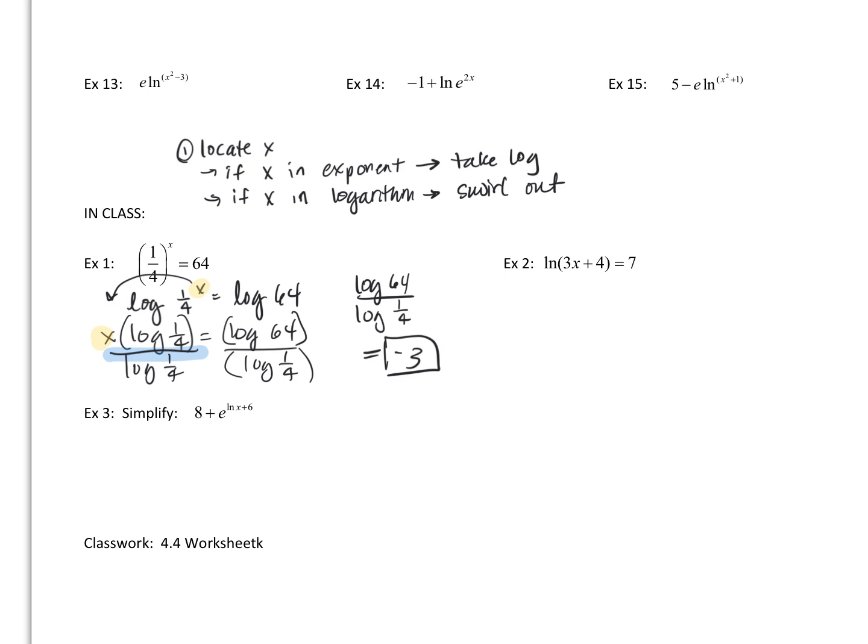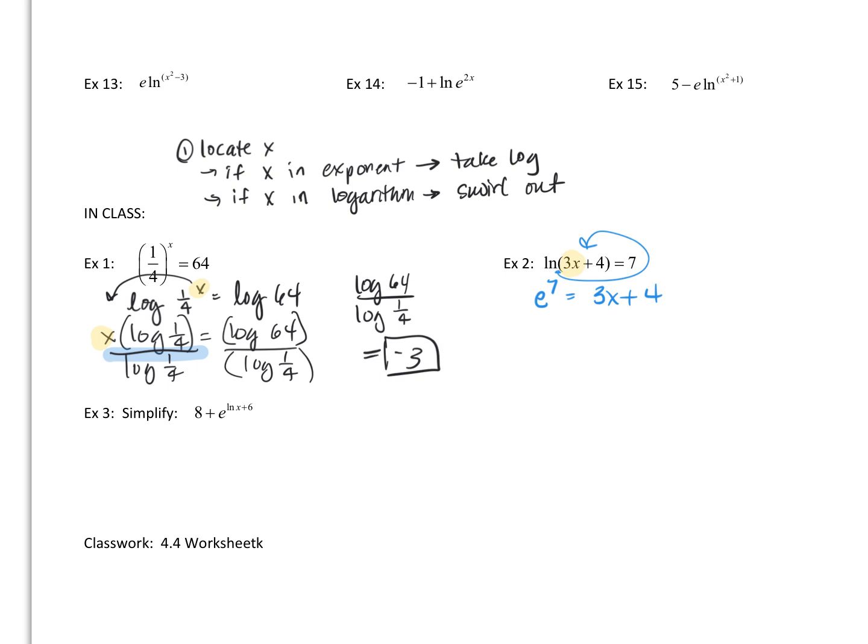So far, so good? Look at example 2. Let's locate x. Where's x? Inside the parentheses. It's inside a logarithm, isn't it? The rule of thumb says if x is in the logarithm, I have to swirl to get it out. That means I have to know the base of that logarithm. It's e. So it's e to the 7th equals 3x plus 4.